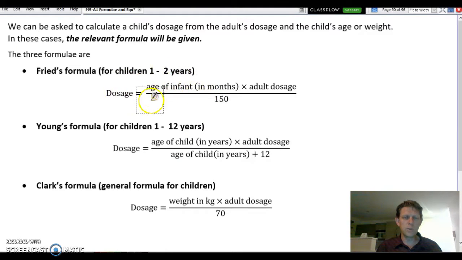So Fried's formula is really designed for people between 1 and 2 years old, Young's formula from sort of 1 to 12 years old, and Clark's formula generally for any child. They each come up with different results because they get there a bit differently. The important thing to remember, particularly with Young's formula, is if the age of the child is in years, and we're talking about a child that's 30 months old, so 2.5 years old, we don't put in 2 or 3, we put in 2.5. So if they're 1 year and 3 months, that means they're 1 year and a quarter, so 1.25 years old. Okay.